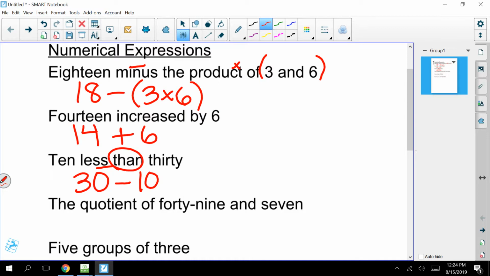Alright, the quotient of 49 and 7. So what does quotient mean? Division. So if it says the quotient of 49 and 7, it's just 49 divided by 7. What's another way that I could write that? Using the fraction mark, which means 49 has to go on top if I'm saying 49 divided by 7. So don't forget about that fraction bar actually meaning to divide.